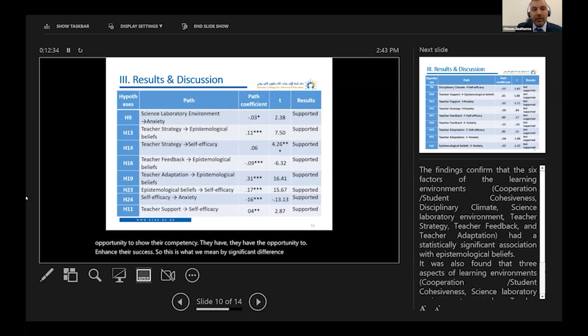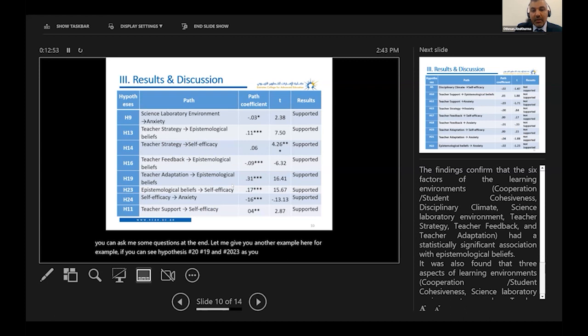Let's take another. By the way, I'm going to share with you the link for this research so you can maybe read more, or you can ask me some questions at the end. Let me give you another example here. For example, if you can see hypothesis number 19 and number 23.